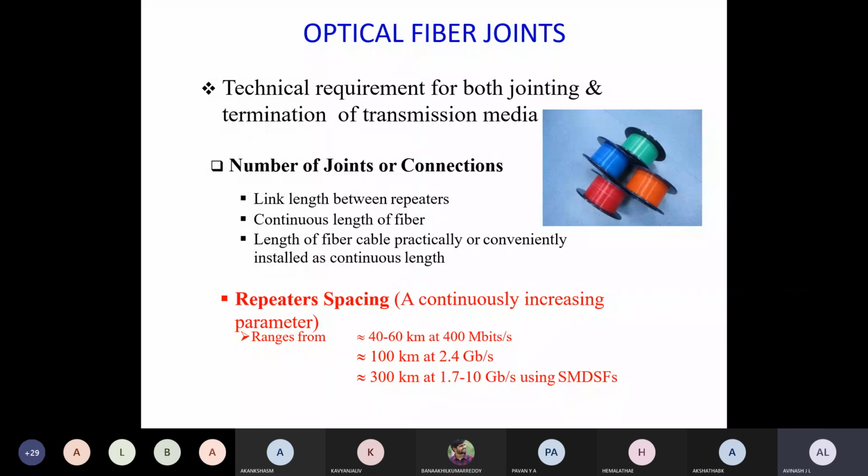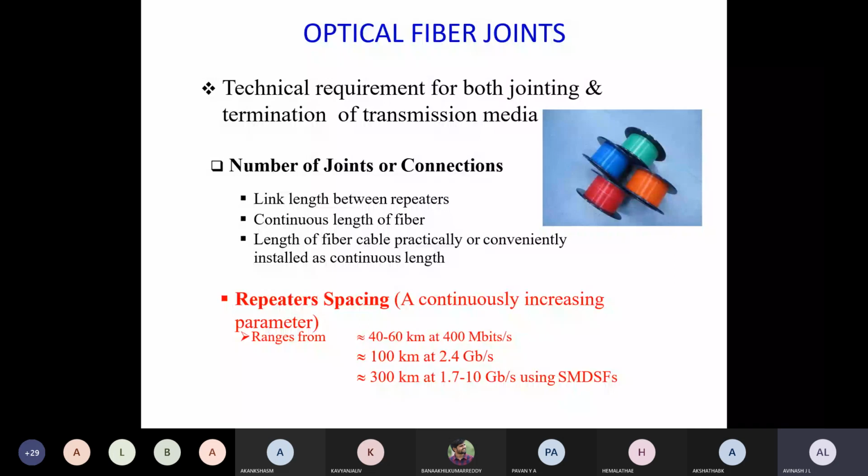So the link between the repeaters is how far apart, like 1 kilometer, if you are keeping the repeater. That is the link between the repeaters. Continuous length of the fiber means sometimes we may not require the repeaters. At that time, how long the length of the fiber is. The third thing is what length of the fiber cable is practically or conventionally installed as a continuous length.